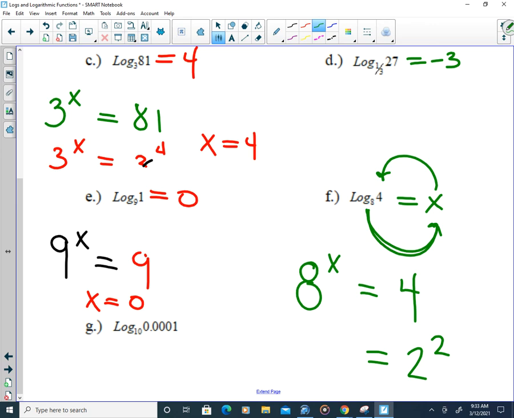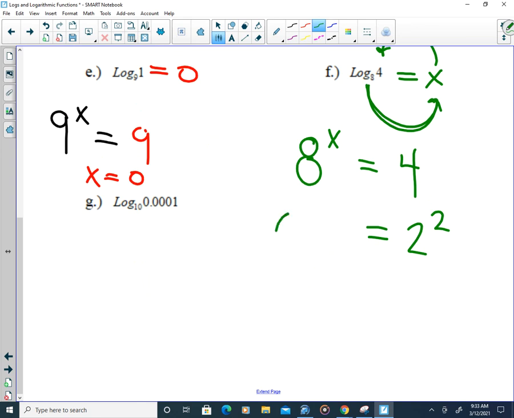Can you rewrite 8 as a power of 2? You can. 8 is 2 to the third power. So what we can do over here is replace the 8 with 2 to the third. But the 8 was being raised to the x power, so 2 to the third is being raised to the x power. So we got 2 to the third, quantity raised to the x power, is equal to 2 squared.